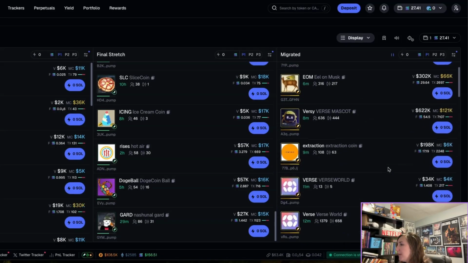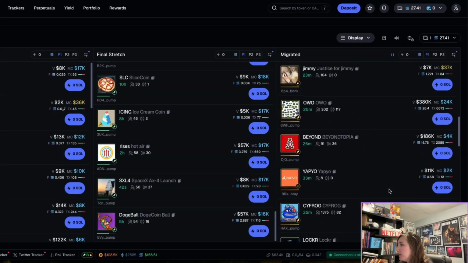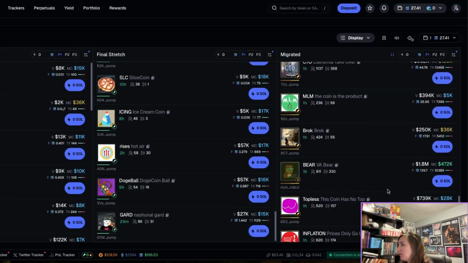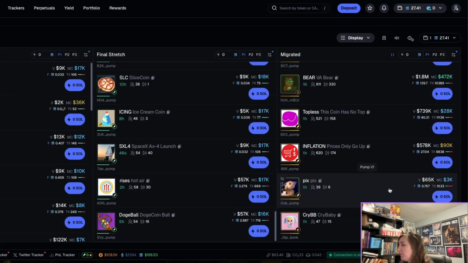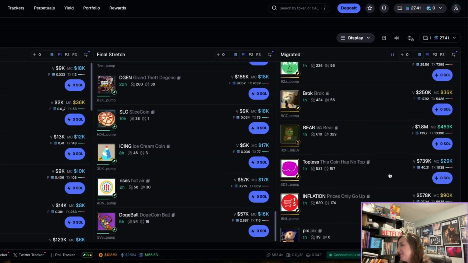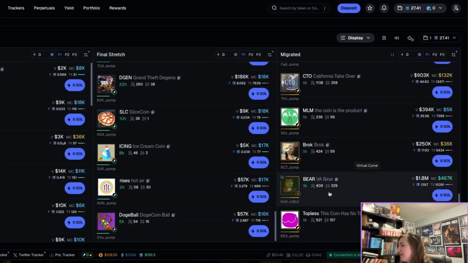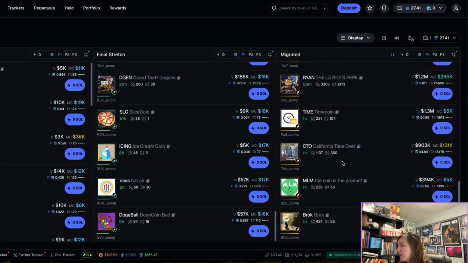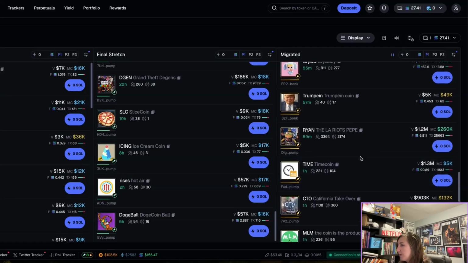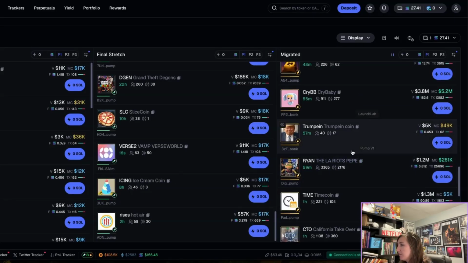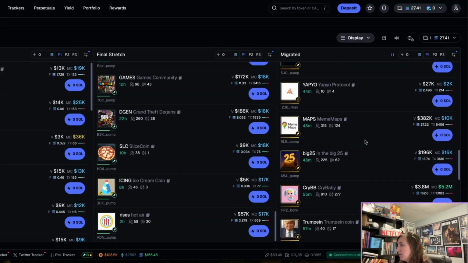Let's move to the migrated area, and I'm just going to scan through this. All I'm looking for is the highest amount of pro traders. I'm just looking for the highest amount and maybe age that's a little bit sooner. So we have an hour here. We have an hour here. That one has a lot. Might be a rug though.